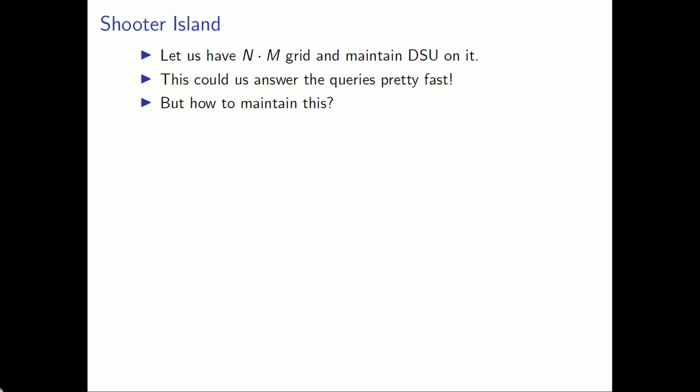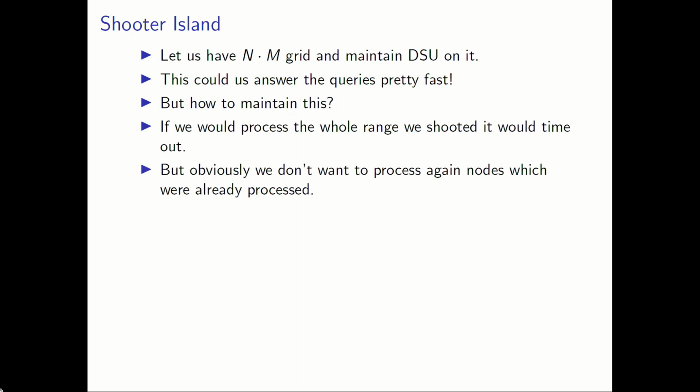So, Shooter Island: we have a grid with 50 rows, but 100,000 columns, and we are hitting some rectangles, and we want to keep track of connected components on the unit squares. So we use a disjoint set union structure. But the problem is if we keep hitting big rectangles, then we would be going through all the points all the time. But we want to avoid this.